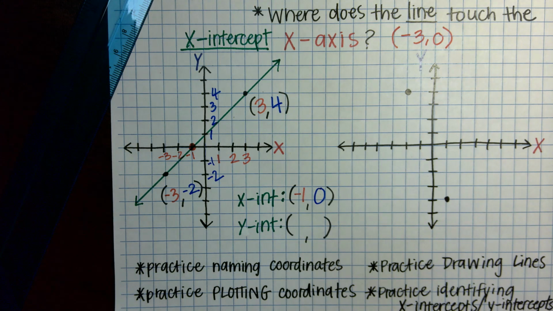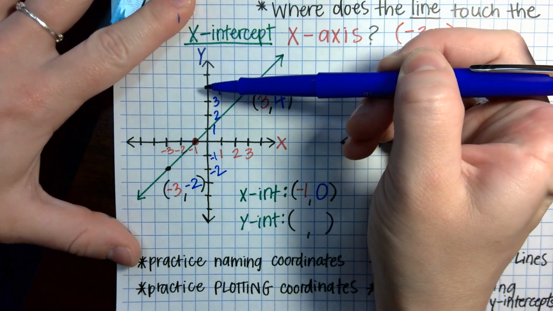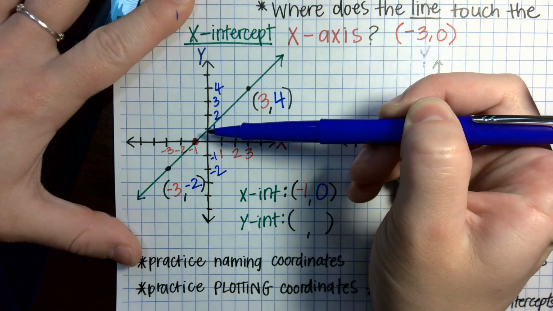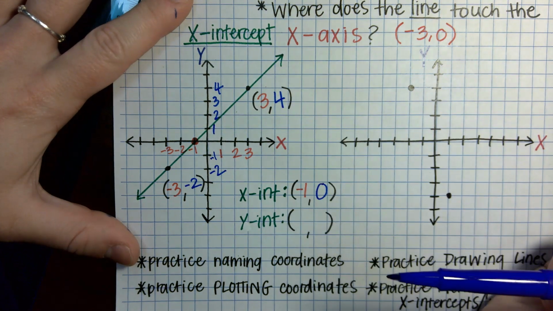Okay, let's look at our y-intercept. Let's look at where our line touches the y-axis. So same thing we did before. I'm going to have you trace up and down and see where your line touches the y-axis. Where is it touching?